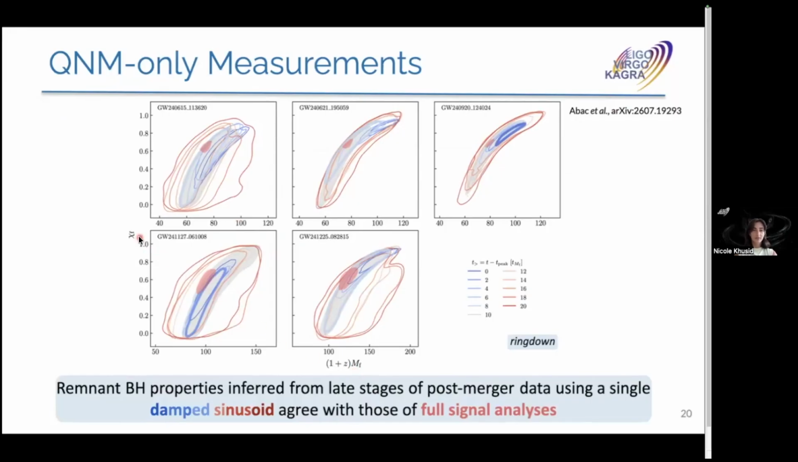For the handful of events shown here, we analyze the post-merger data across a range of start times, ranging from blue at the earliest to red at the latest, with respect to the inferred peak time of the signal. We analyze these with a single damped sinusoid, or just a single QNM, that we expect to be consistent with the dominant l equals m equals 2 fundamental mode. You can see that the empty contours, corresponding to the results of the QNM-only analyses at later times in red, overlap with and agree with the filled red contour, which corresponds to the measured remnant properties that we get from a full signal analysis.